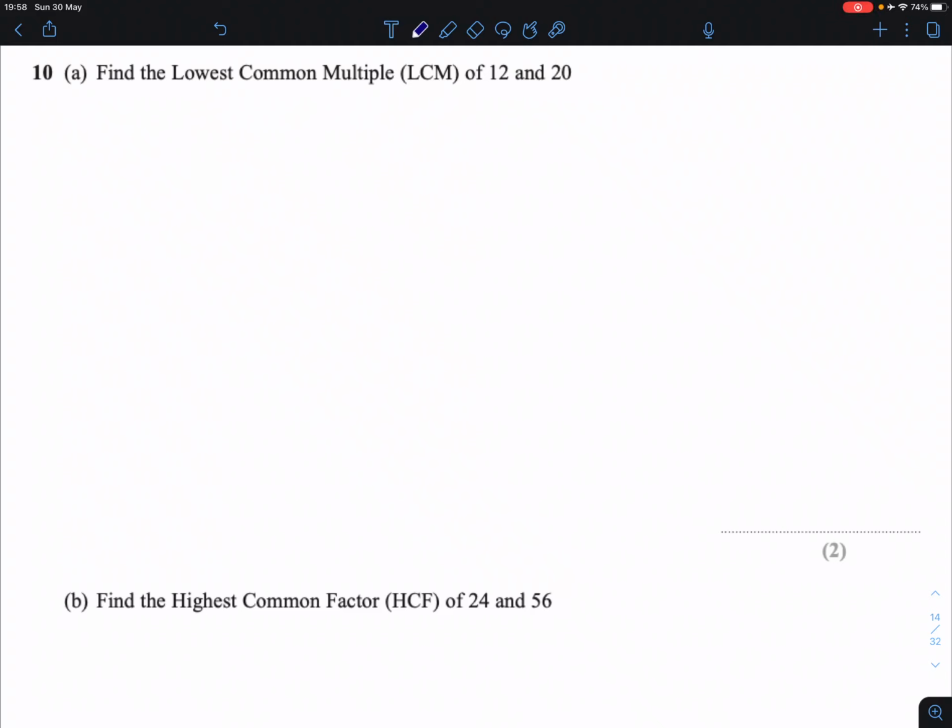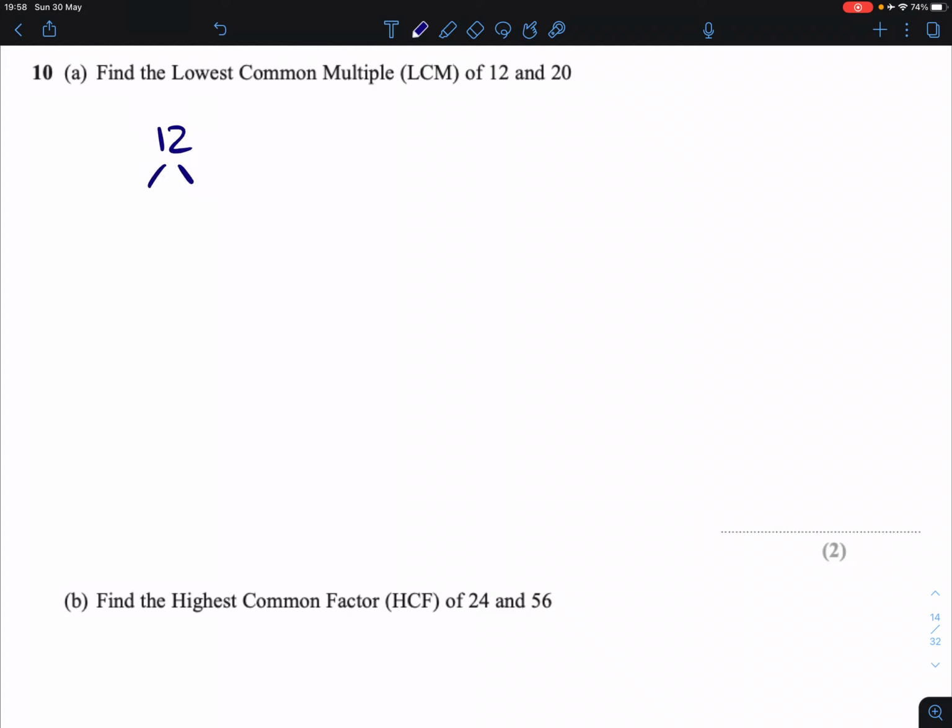Question 10a. Find the lowest common multiple of 12 and 20. Now technically the lowest common multiple, we could just start writing out the times tables of 12 and 20, but the way that I'm about to show will allow you to answer these questions with bigger numbers.